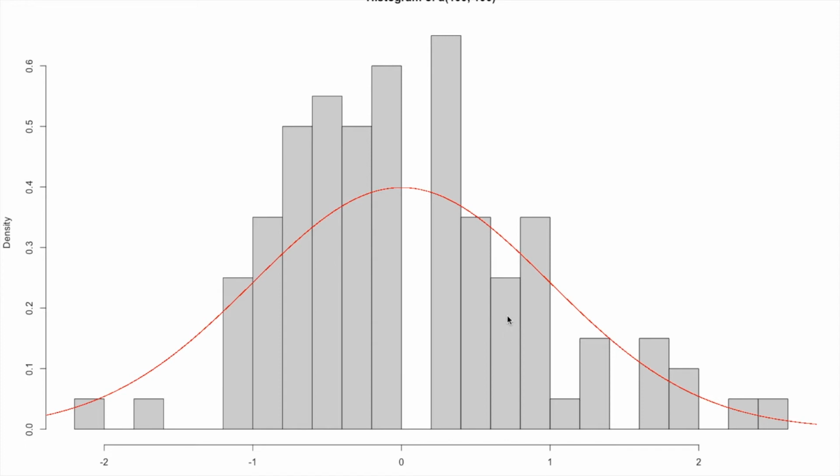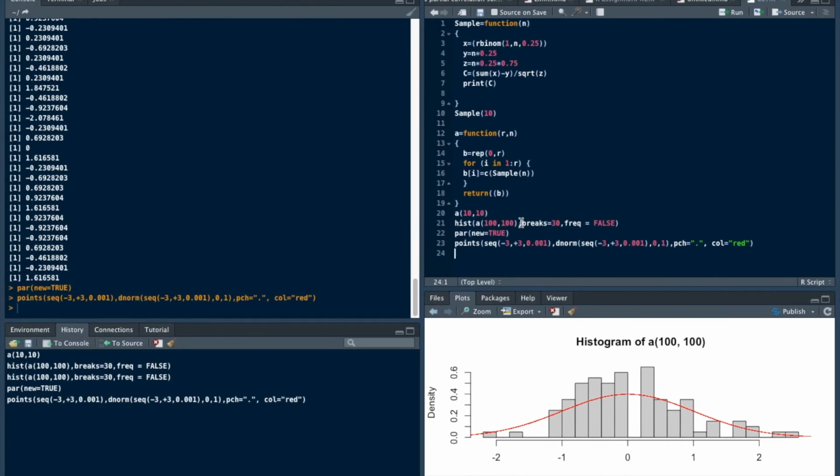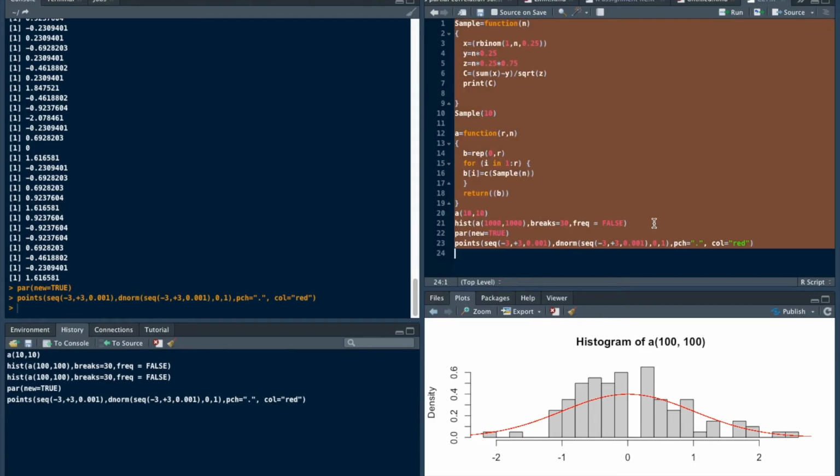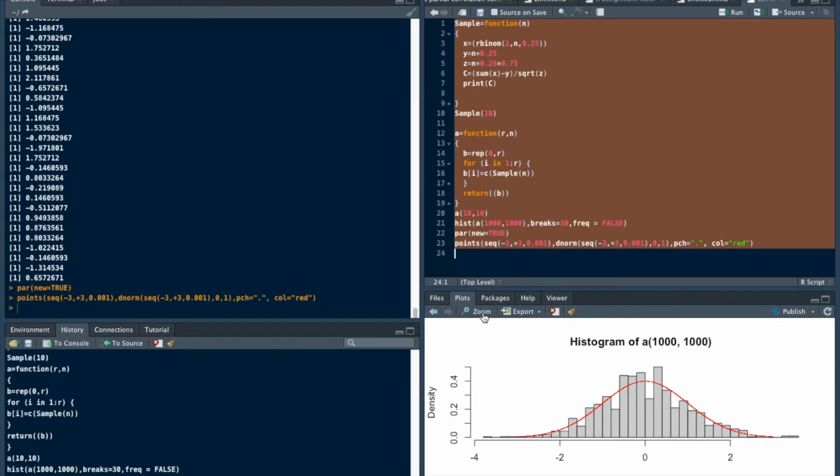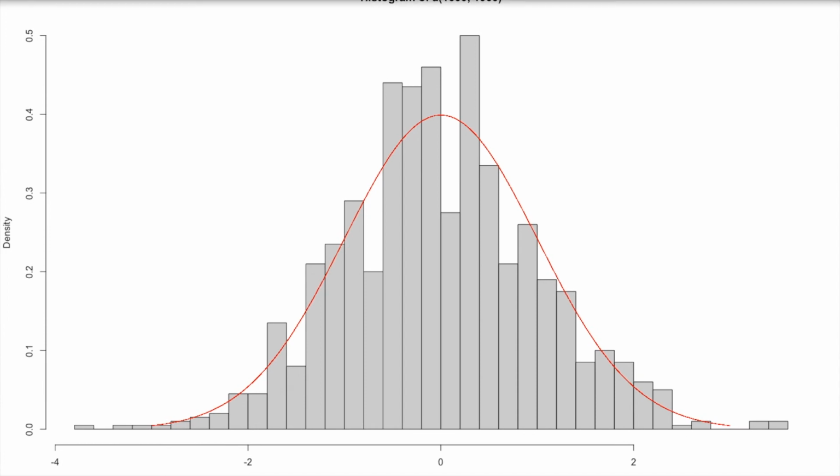It may be suspicious that if we take a large number of observations from the population, that is n equals 1000 or 10,000 or 1 million, or greater than 10,000 actually, then what do we get? Let's make it 1000. This is also 1000. Let's run this whole thing again and again. Let's close this and zoom in. It's quite like standard normal, right?